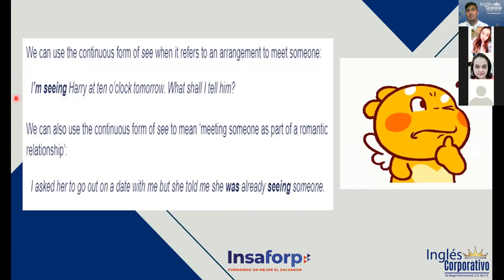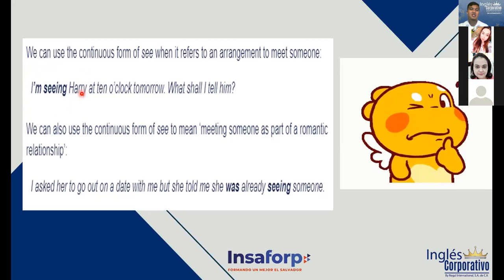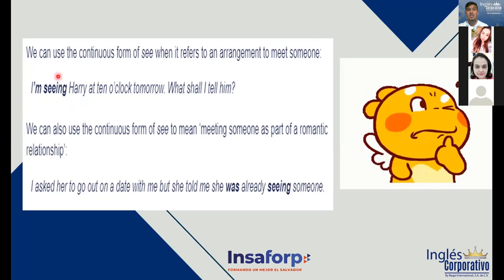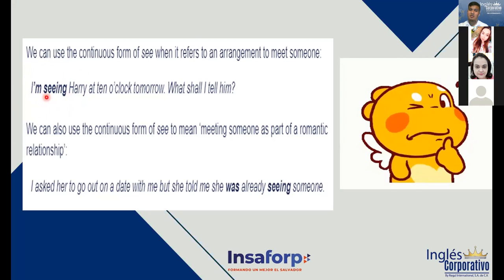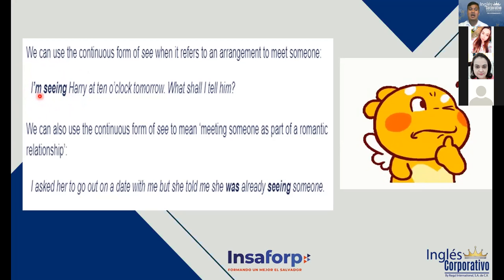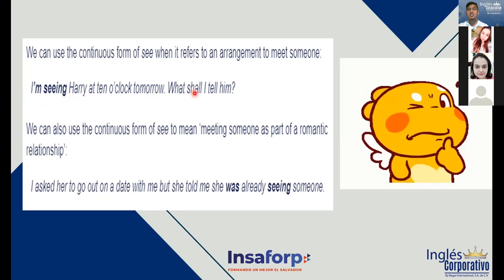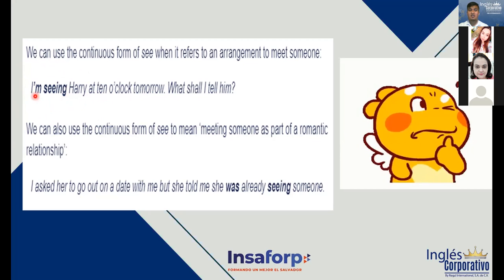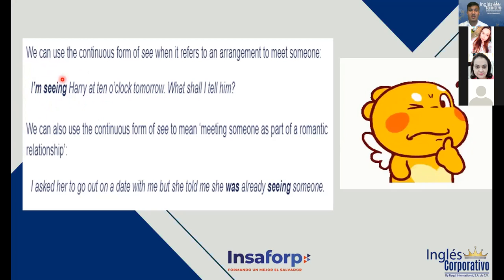Okay, so aquí vamos a ver dos diferencias y cómo cambia drásticamente el significado if you use the verb see in present continuous. Si usted utiliza el verbo see in present continuous, for example, like in this example, I'm seeing Harry at 10 o'clock tomorrow. What shall I tell him? I'm sorry. In this case, el verbo ver deja de ser verbo ver.